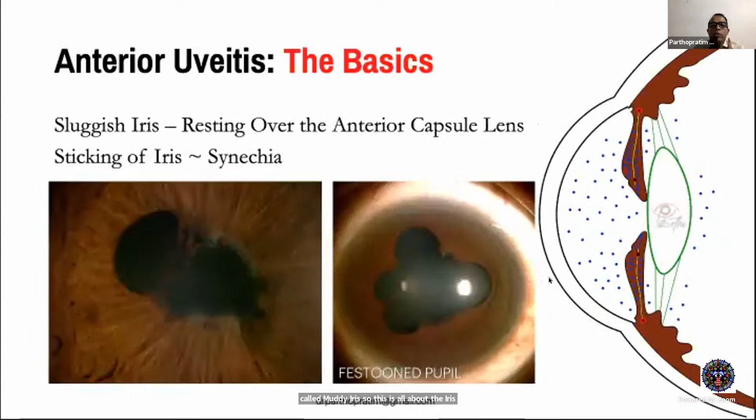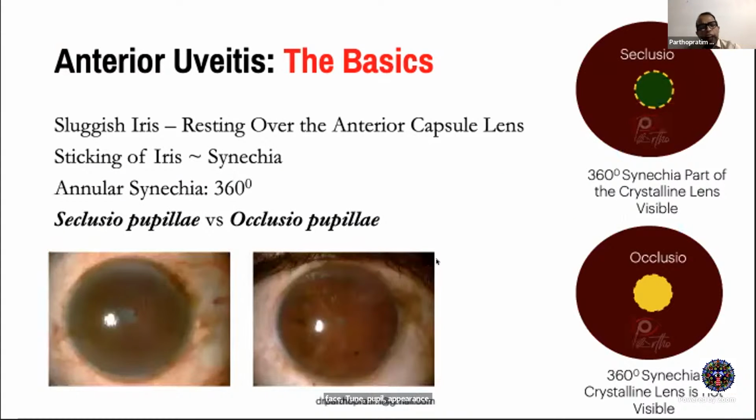Now, as you can see here, the sluggish and almost immobile iris rests over the anterior lens capsule, and they may form adhesions between the iris and the anterior lens capsule. This iridolenticular adhesion is known as synechia. Now, if you start applying cycloplegic drops, then what will happen? In a few places the synechia will give way and it will give rise to a festooned pupil appearance.